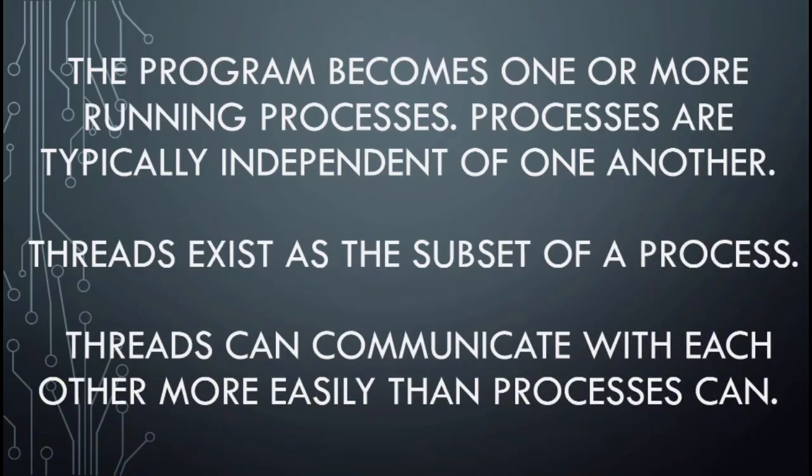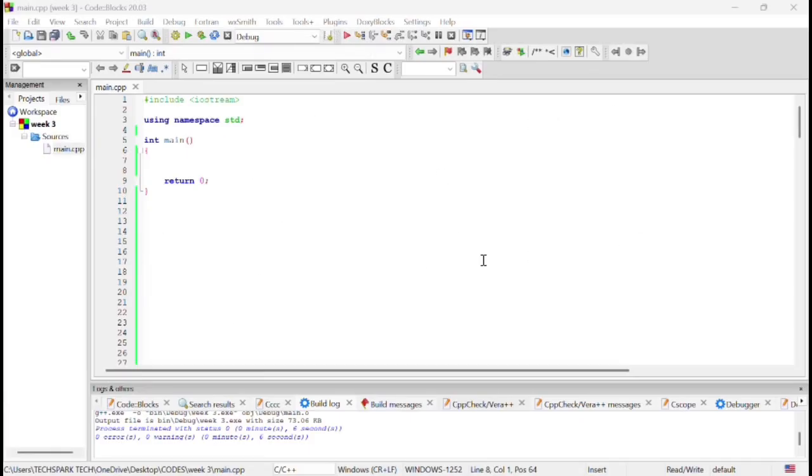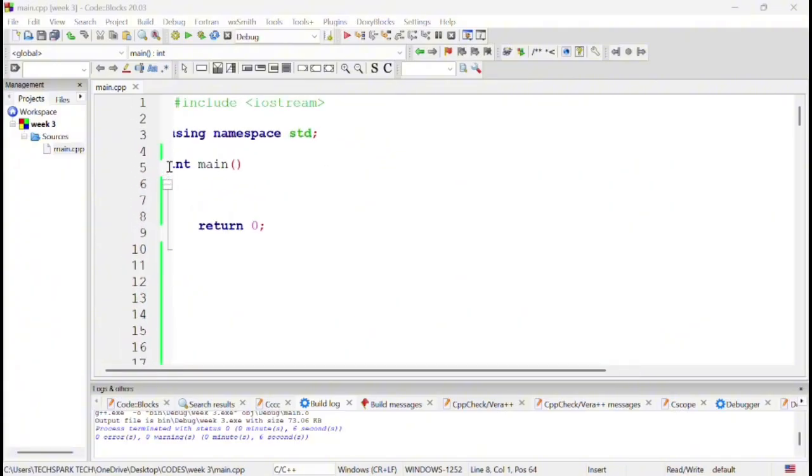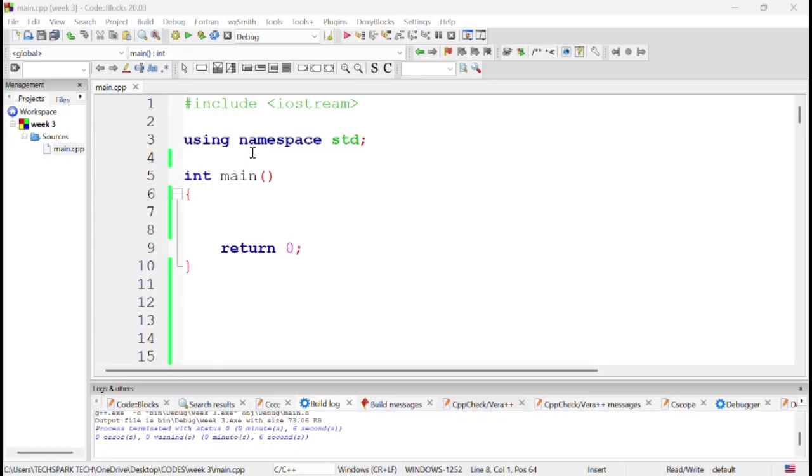Processes are typically independent of one another. Threads exist as a subset of a process, as in the parent-child explanation. Threads can communicate with each other more easily than processes can. Since processes are different, take an extended family: your aunt and your mom, though they are siblings, can't really communicate the way you and your cousins, or you and your siblings, might communicate.